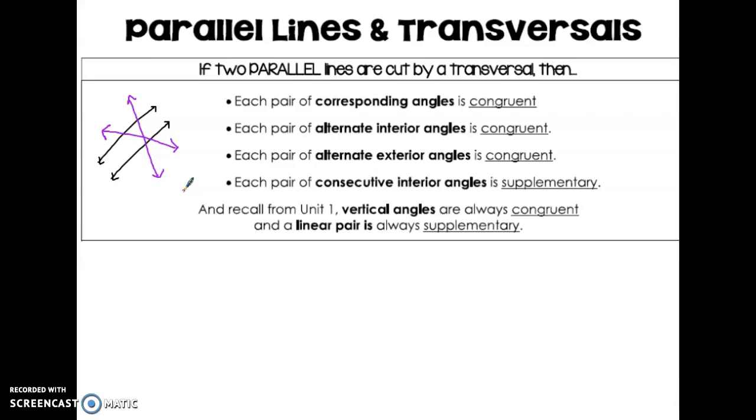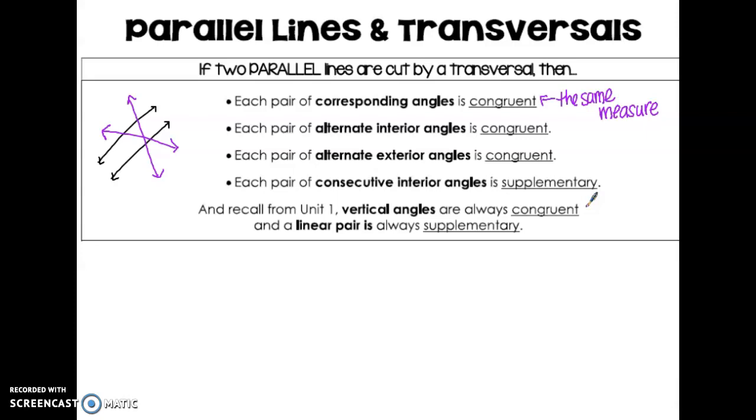So, reminders of our angles. We have corresponding angles, same side, same position. Those are congruent. And congruent means they have the same measure. And a couple of these are congruent, like alternate interior, alternate exterior, or vertical angles. All of those are congruent.